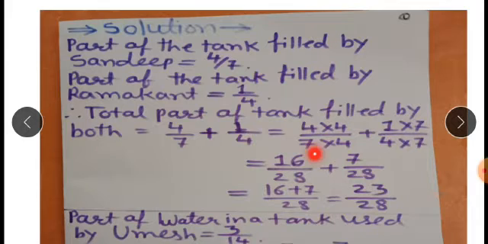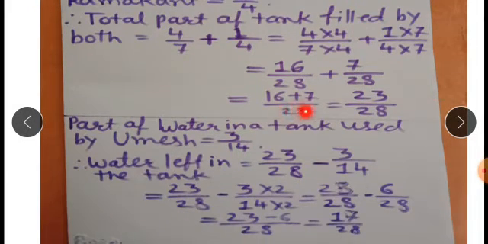4 4s are 16 and 7 4s are 28. Therefore, first fraction is 16 upon 28 and 1 into 7 is equal to 7. 4 7s are 28. Second fraction is 7 upon 28. Now the denominators are same. Therefore, 16 plus 7 upon 28 is equal to 23 upon 28. Therefore, part of the water in the tank used by Umesh is 3 upon 14. Therefore, water left in the tank is equal to 23 upon 28 minus 3 upon 14.